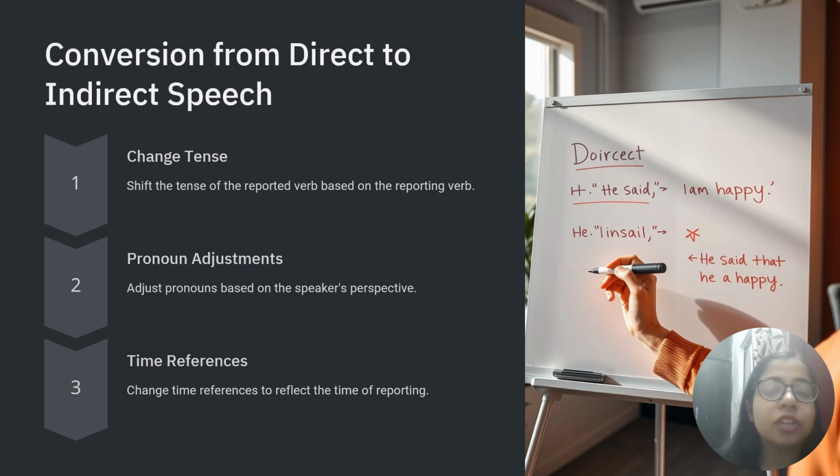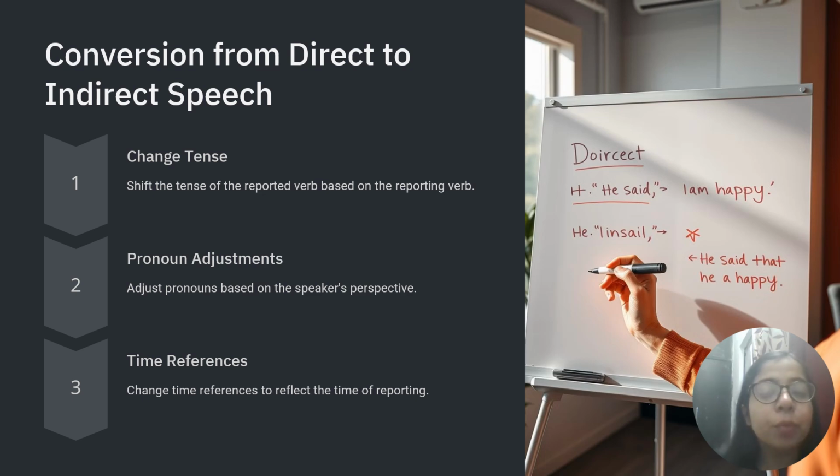Next is conversion from direct to indirect speech. Now how to convert? First, a very important point is change tense. Shift the tense of the reported verb based on the reporting verb. You have to change the tense because that person said in the present, but now when you are telling someone else, it's in past. So you have to change the tense.